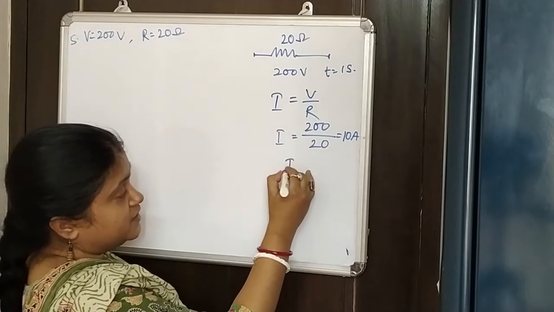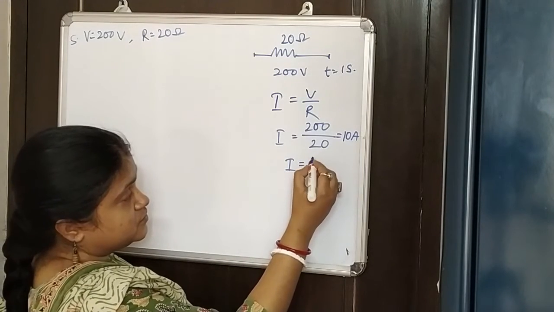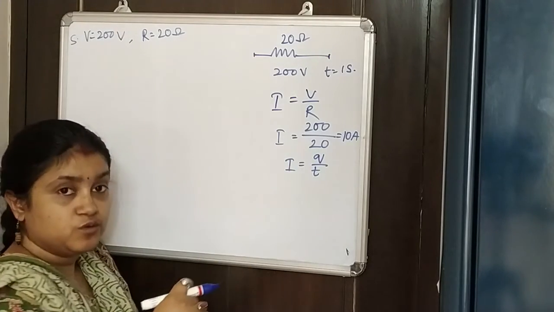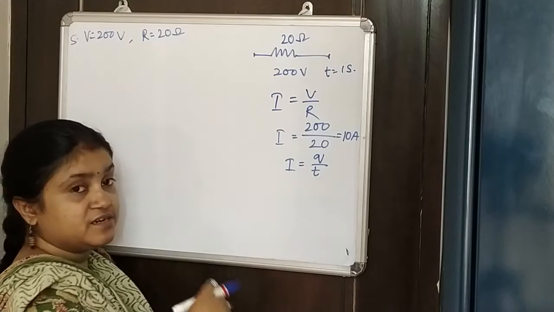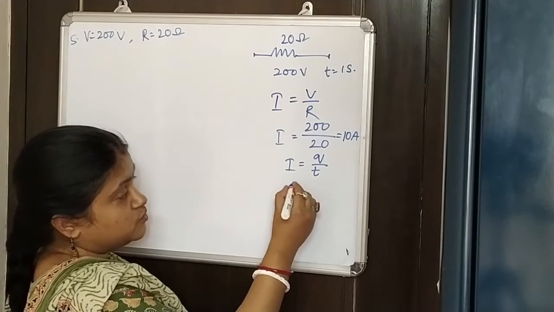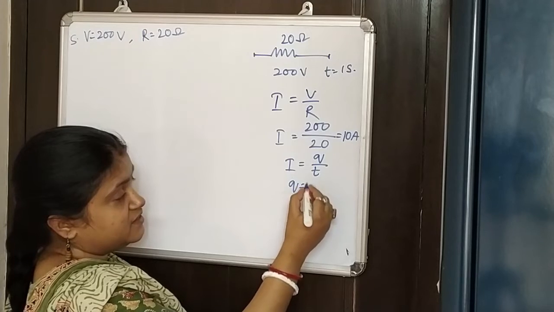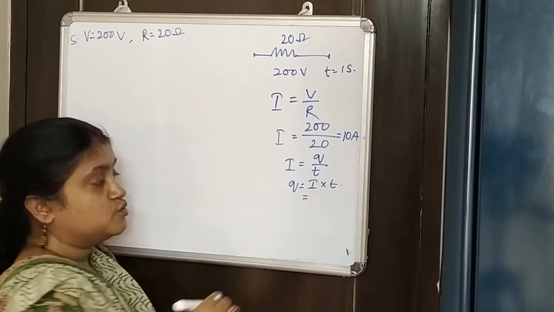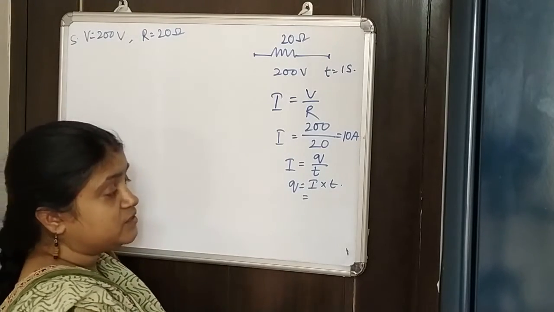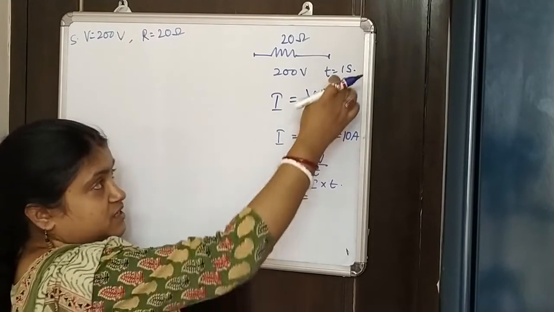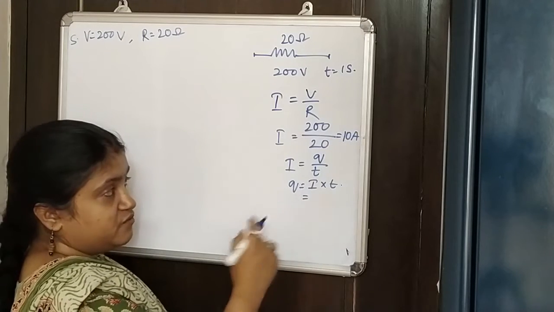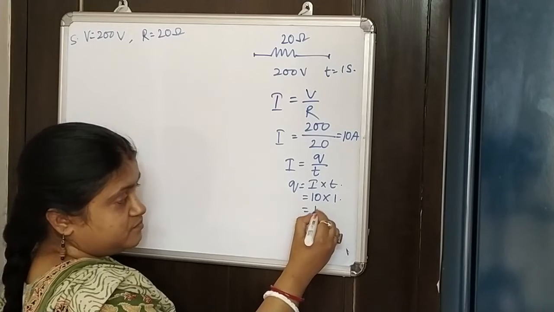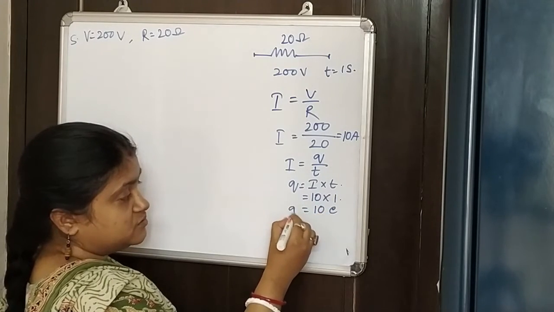We also know that I is Q by T, charge flow divided by time. So if I have to find the charge, I can write Q equals I into T. Therefore, I can calculate the amount of charge that is flowing. T is given as 1 second, I we have found as 10 ampere, so 10 into 1 becomes 10 coulomb of charge.